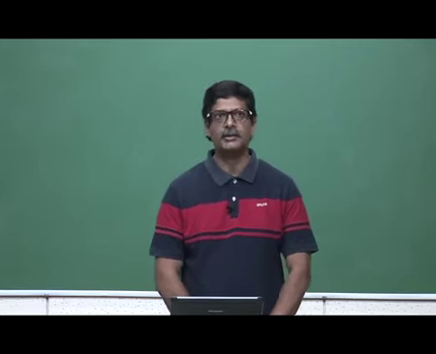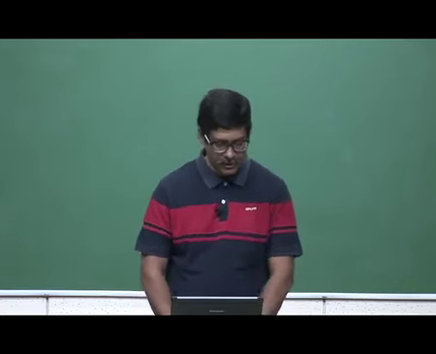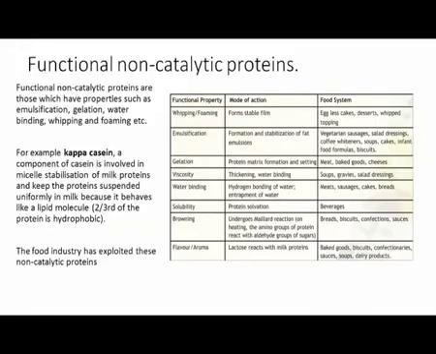Now, casein is a milk protein. Kappa casein is a component of casein which is involved in micelle stabilization of milk proteins and keeps the protein suspended uniformly in milk because it behaves like a lipid molecule. In milk, 2/3 of the protein is hydrophobic, and the food industry has exploited these non-catalytic proteins. Some of those are written here.